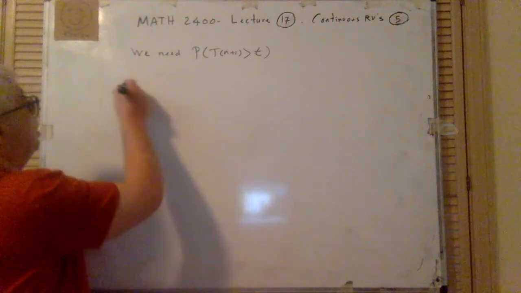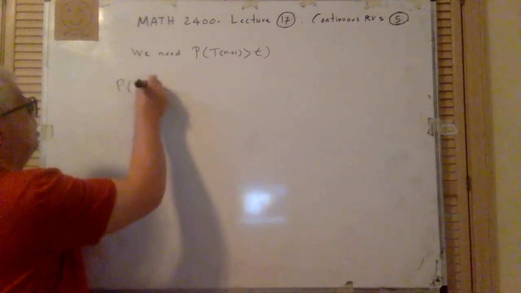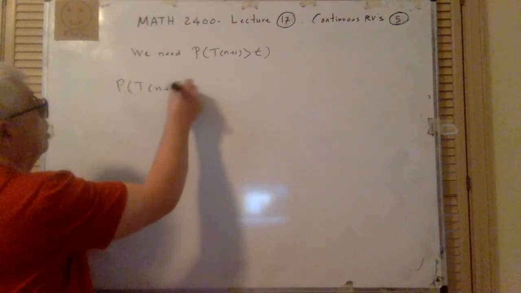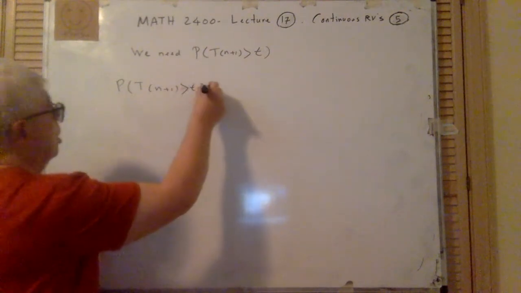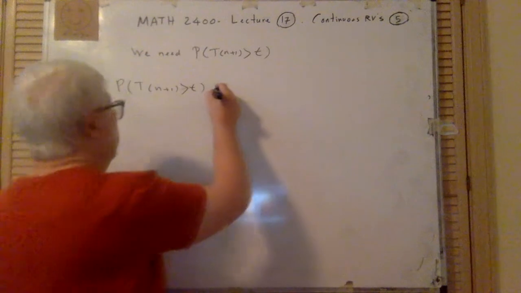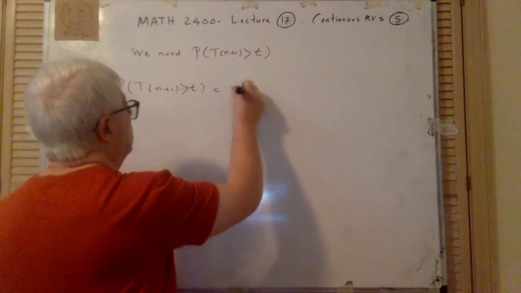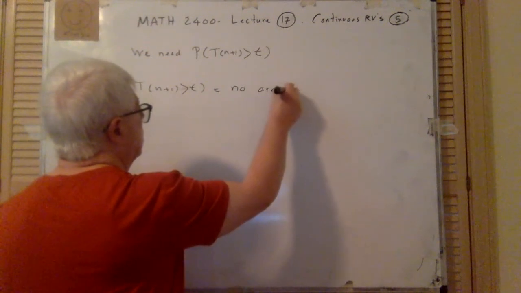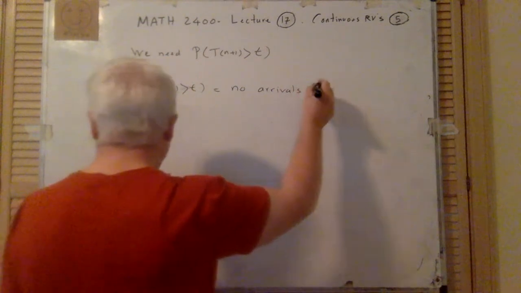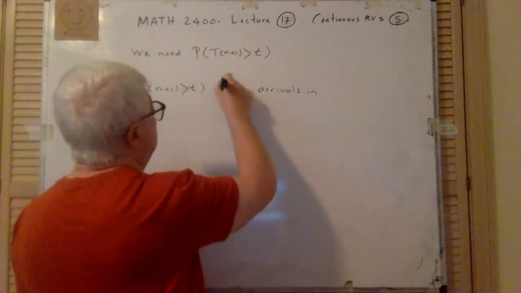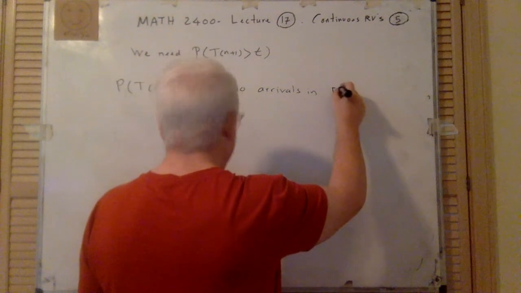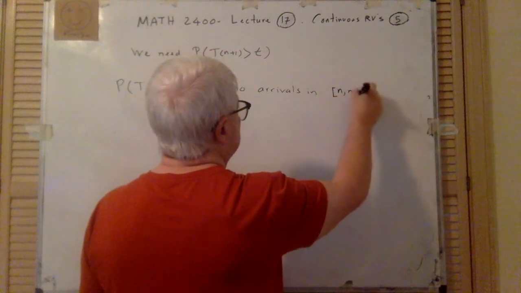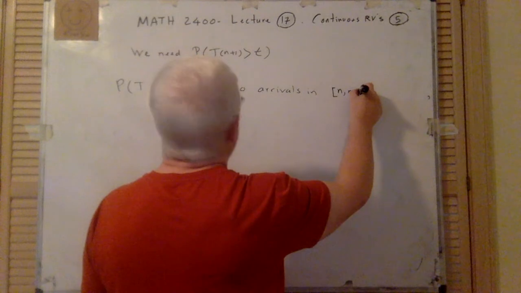So what does this mean? P of Tn plus 1 bigger than t means no arrivals. That's in fact P of no arrivals in, say, (n, n plus t). N plus 1, sorry.